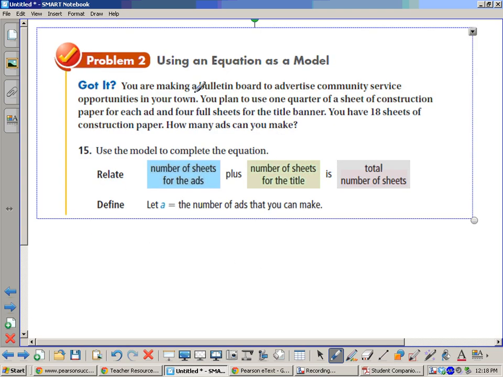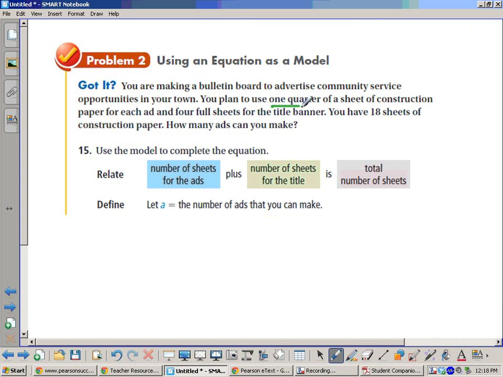The word problem we're going to deal with here is you are making a bulletin board to advertise a community service opportunity in your town. You plan to use 1/4, so there's something important, of a sheet of construction paper for each ad and 4 full sheets for the title banner. So they're telling us we have 18 total sheets to work with. We want to know how many ads there are. So we're going to have the variable represent the ads. The variable always comes from the question. How many ads tells us that this is our variable.